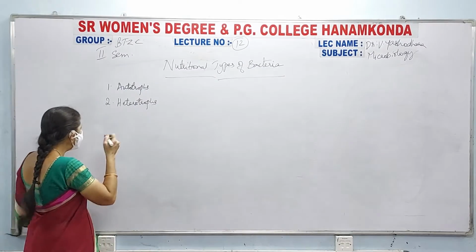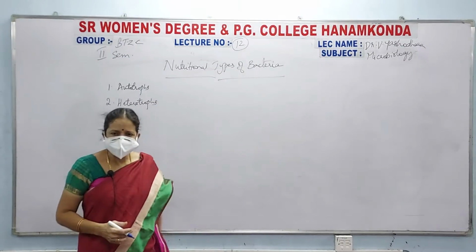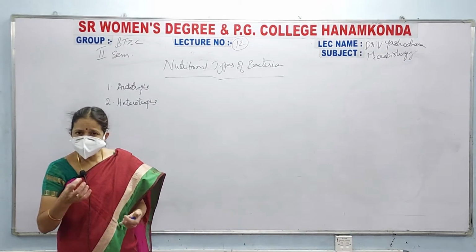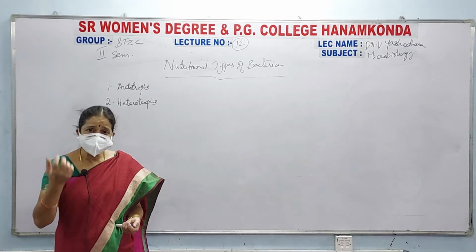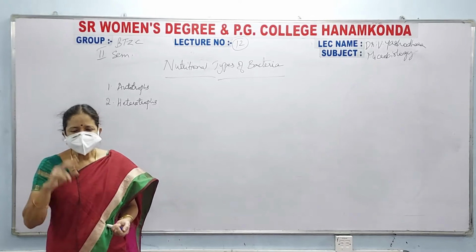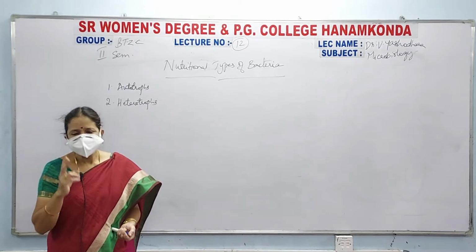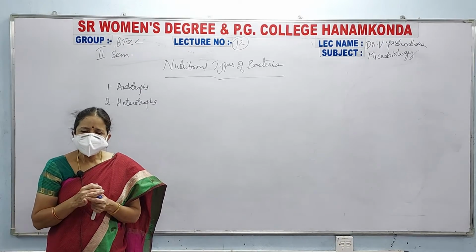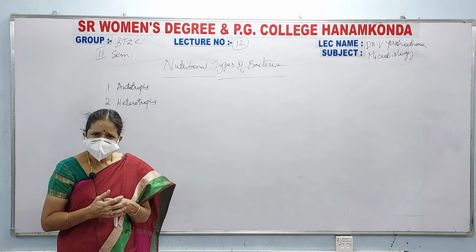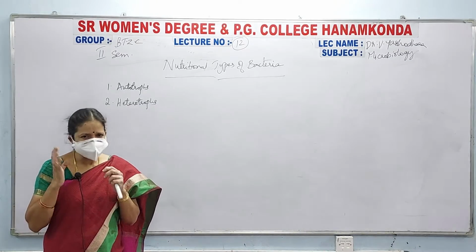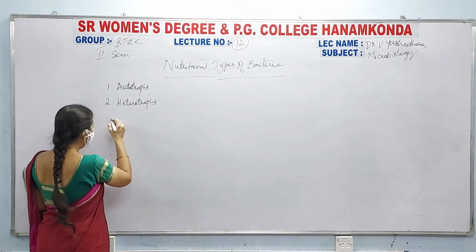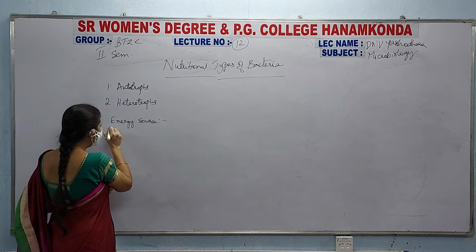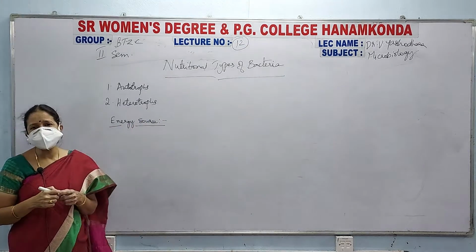Now coming to the next one, the nutritional types of bacteria. The bacteria, based on the nutritional type, are again classified based on the type of energy source they are absorbing and the carbon source they are absorbing. Two things are essential for the synthesis of food: energy source and carbon source. These are the two sources by which the organism can synthesize its food, or by which it is dependent on other organisms for its food. First is your energy source. That means the first classification is based on energy source.